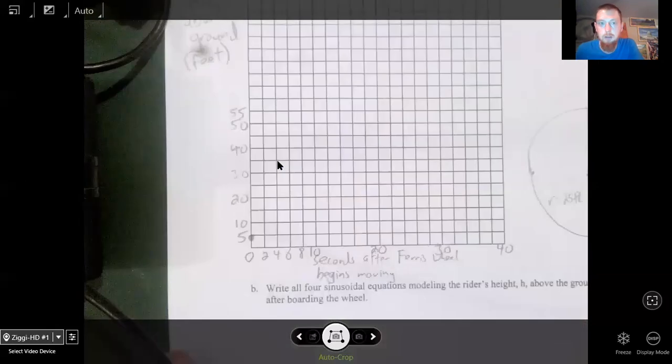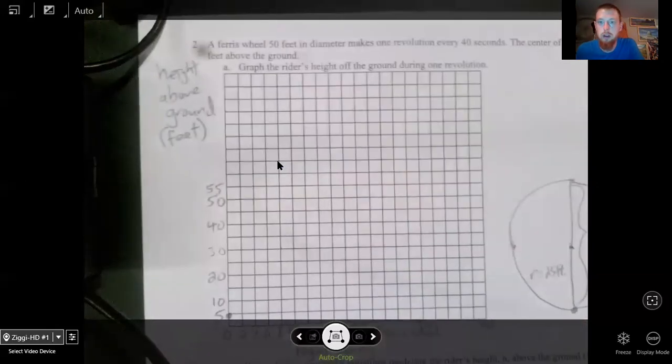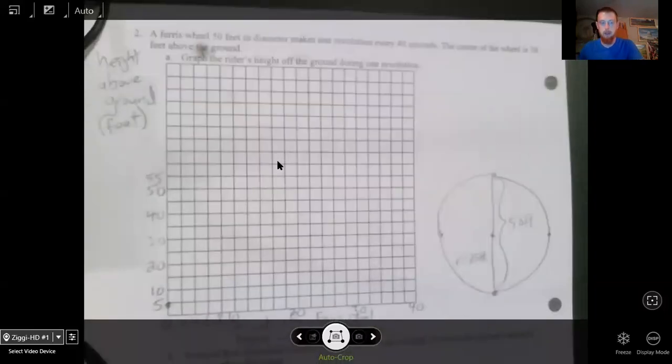So let's start number 2. A Ferris wheel, 50 feet in diameter, makes 1 revolution every 40 seconds. Center of the wheel is 30 feet above the ground.